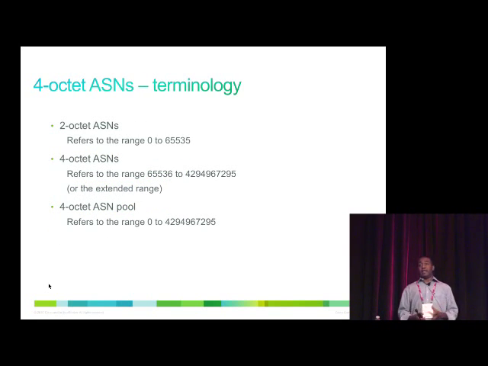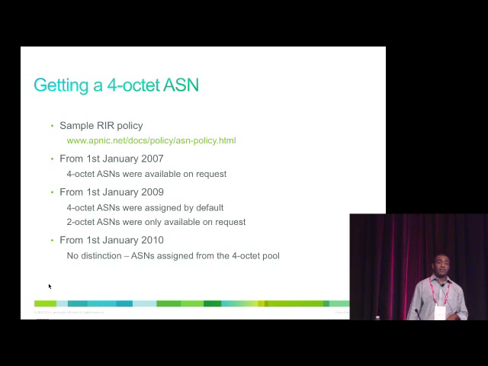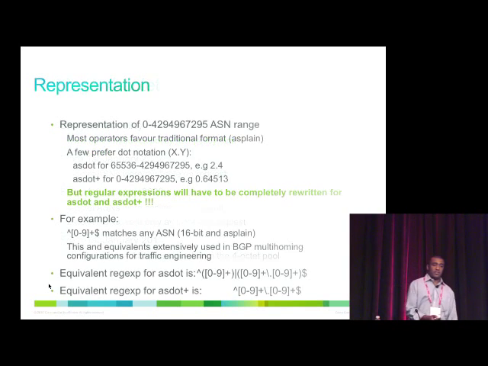So a 2-octet ASN, or a 2-byte ASN or a 16-bit ASN, refers to the range 0 to 65535. A 4-octet ASN refers to 65,536 to 4 billion. And a 4-octet ASN pool refers to the entire range from 0 to 4 billion. So the key terms. You can get a 4-octet ASN from registries. There have been changes, but now there is no difference between how you get a 4-octet and a 2-octet ASN. Same process.